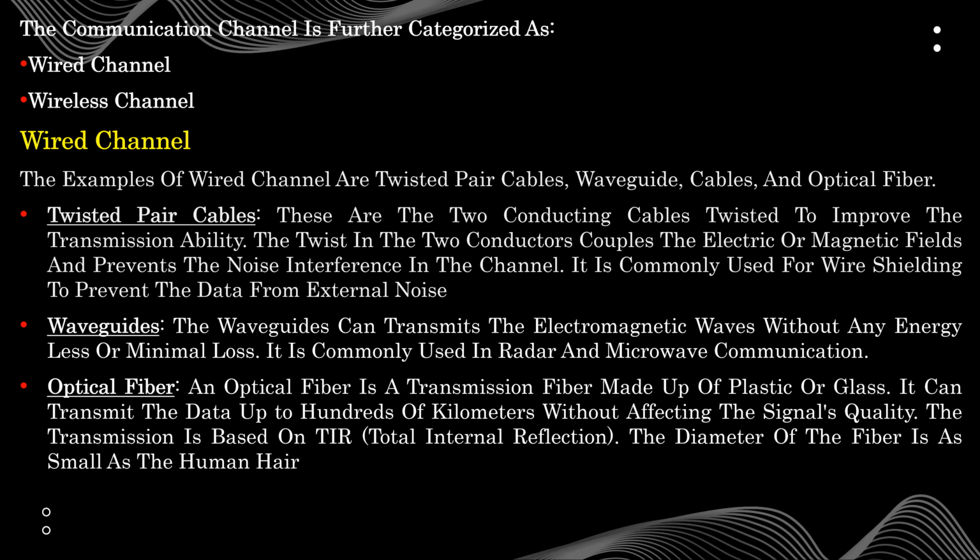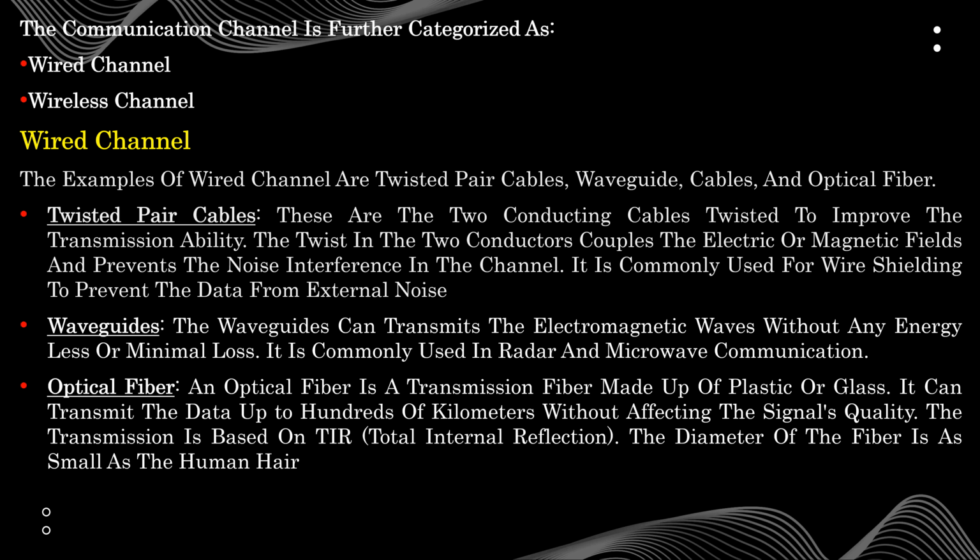The communication channel is further categorized as wired channel and wireless channel. Wired channel. Examples of wired channels are twisted pair cables, waveguides, coaxial cables, and optical fiber. Twisted pair cables. These are two conducting cables twisted to improve the transmission ability. The twist in the two conductors couples the electric or magnetic fields and prevents noise interference in the channel. It is commonly used for wired shielding, preventing the data from external noise.